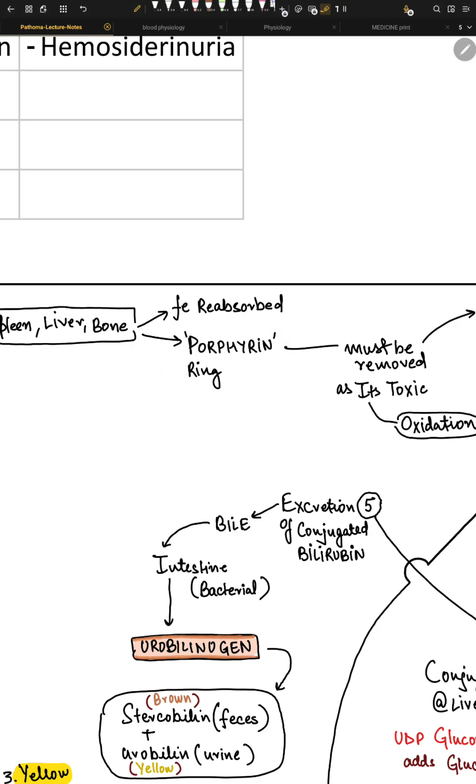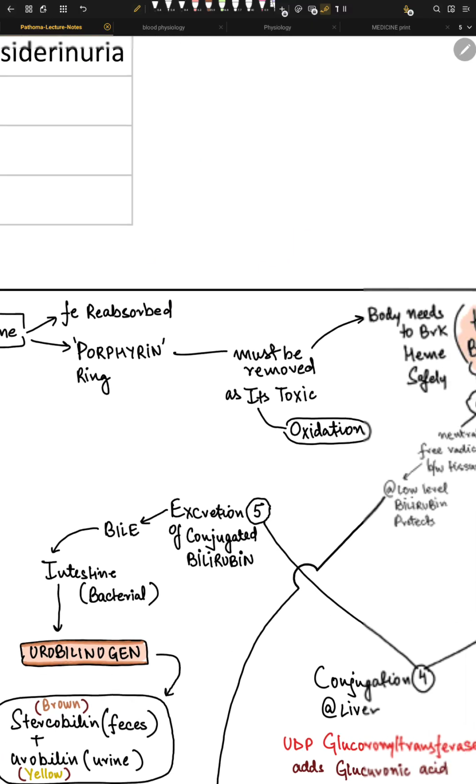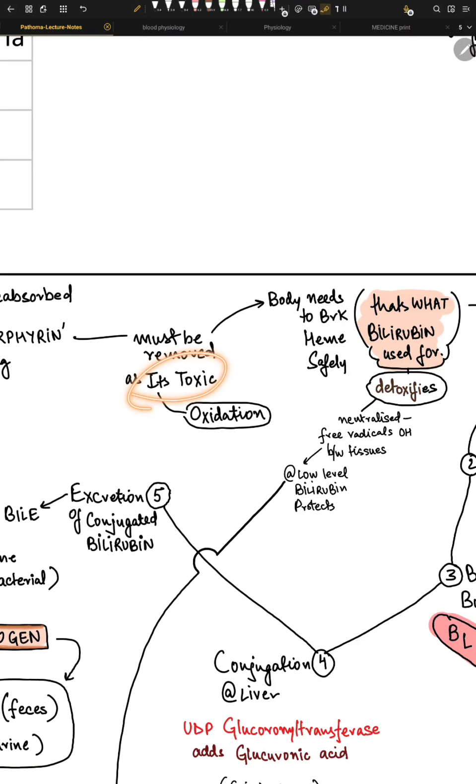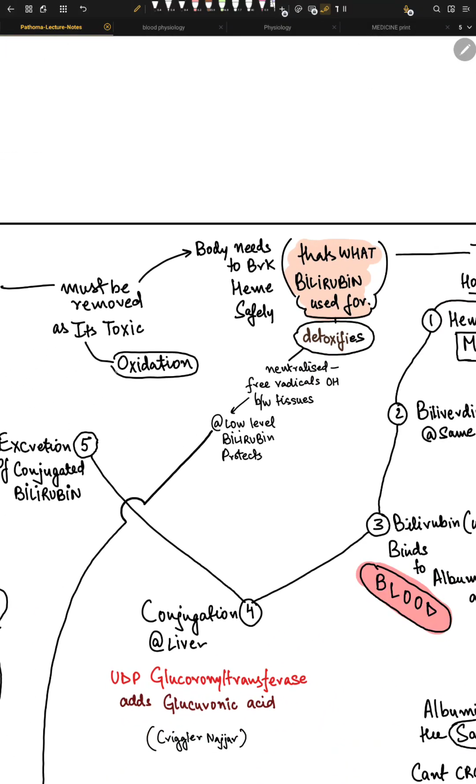What happens here is that when porphyrin accumulates on your skin and you are exposed to sunlight, painful blisters are formed, right, and it causes skin damage. So this is one of the classical features of porphyrin accumulation on skin, right? So it must be removed by your body. It's toxic as heck, because it can do oxidation. So the body needs to break down these hemes safely.